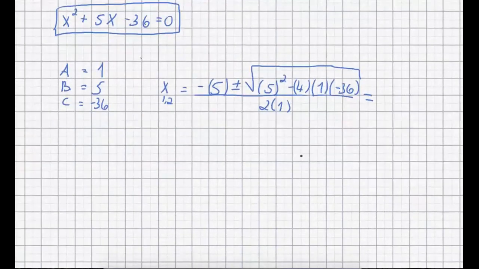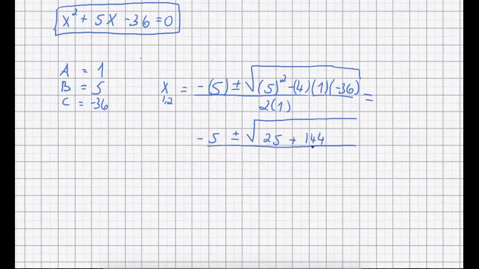All right. So, minus 5, plus minus, 5 times 5 is 25. And then I can just do this whole thing, right? So minus, open brackets, 4 times 1 times minus 36, all of this in brackets, is 144. Okay.